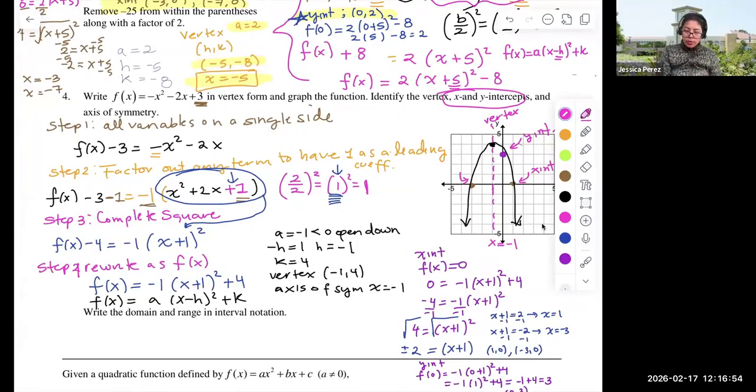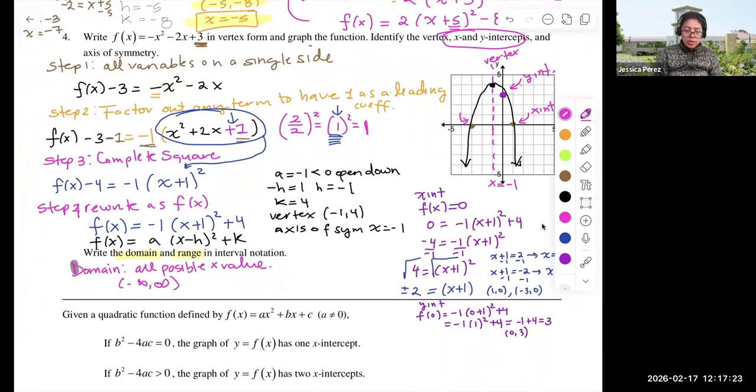Now it's asking us, there's one more additional step to this one, and it's to find the domain and range. So let's talk about the domain and range. So the domain of this parabola, it's all the possible x values. So from left to right, it's -infinity to positive infinity. In interval notation, the range is the lowest to the highest point. The lowest point, it's actually -infinity, and the highest point, the peak, it's 4, including 4.